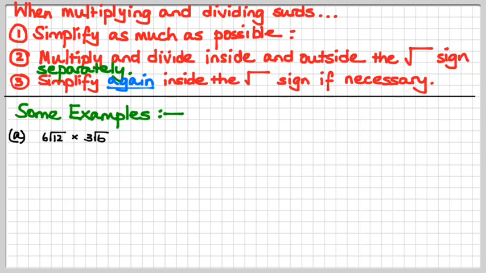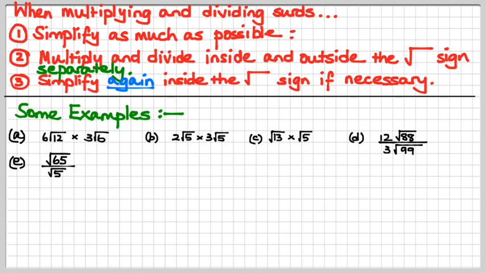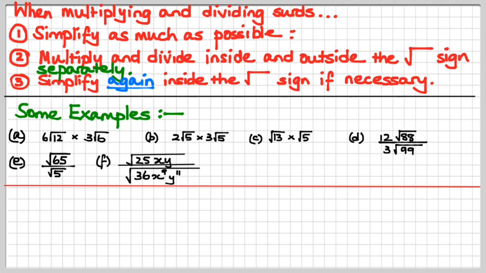Here are some examples for us. Look at that: 6 root 12 times 3 root 6. Second one is 2 root 5 times 3 root 5. Third one is root 13 times root 5. That one, the fourth, looks pretty awful: 12 root 88 over 3 root 99. And then there's two more: root 65 over root 5, and then we've got a beastly looking catastrophe to finish off with a bang.